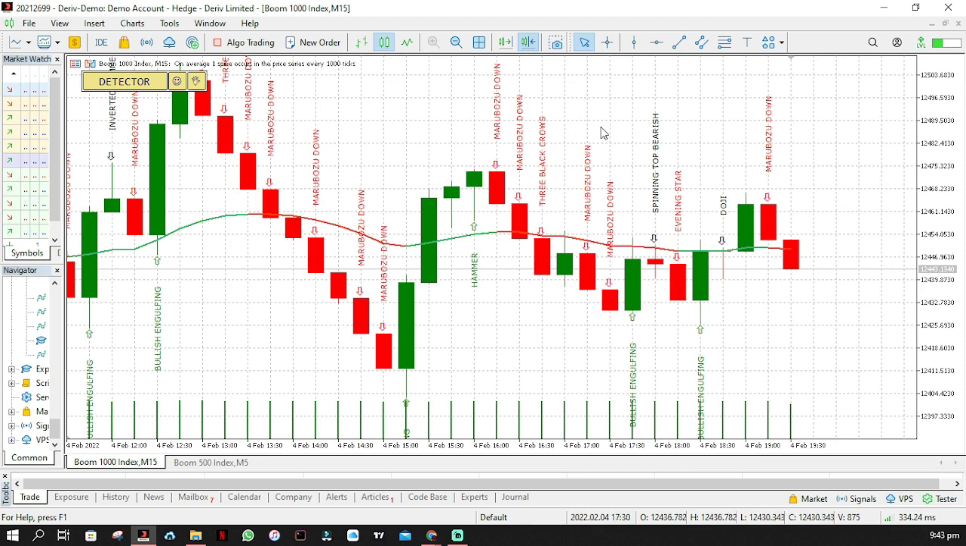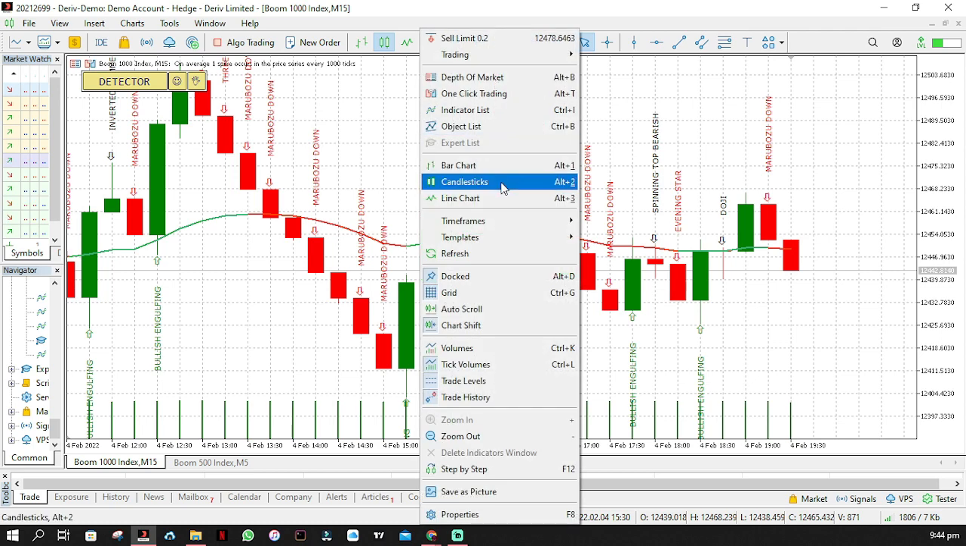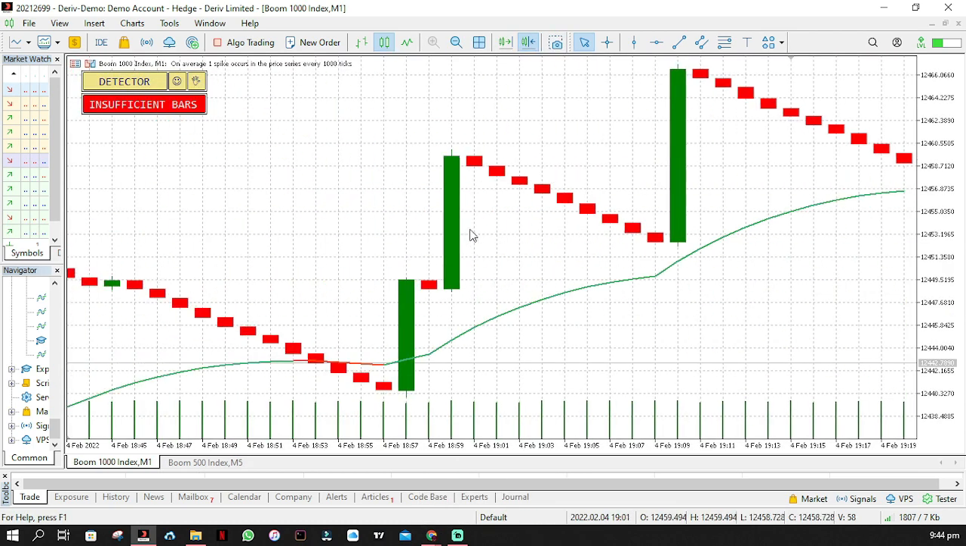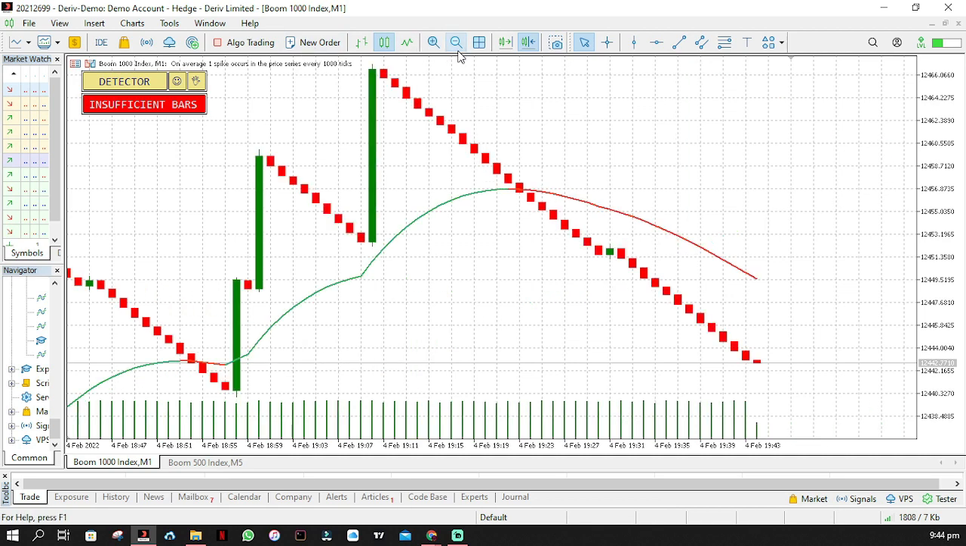Let me first talk about the McGinley indicator, which is this blue and red line that looks like a moving average. It's simply a straightforward indicator. When it's green it means it's in an uptrend, when it's red it's in a downtrend. First of all, let me go to the 1 minute time frame. This is the 1 minute time frame and this is how it looks.